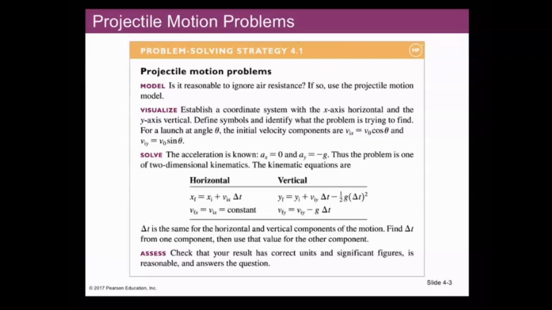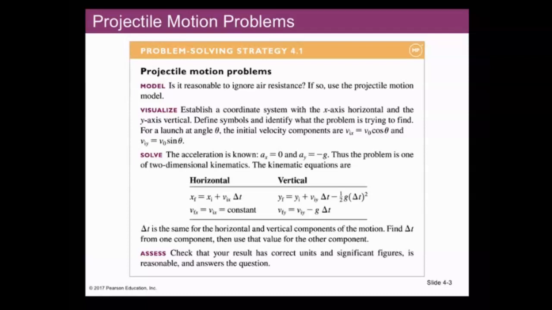When we solve, we know the acceleration. The x component is equal to 0 and the y component is equal to minus g. Thus the problem is one of two-dimensional kinematics. The kinematic equations are, in the horizontal direction, x final is equal to x initial plus v initial x times the time interval. V final in the x direction is equal to v initial in the x direction, which is a constant.